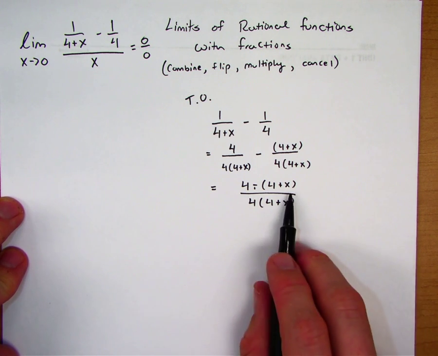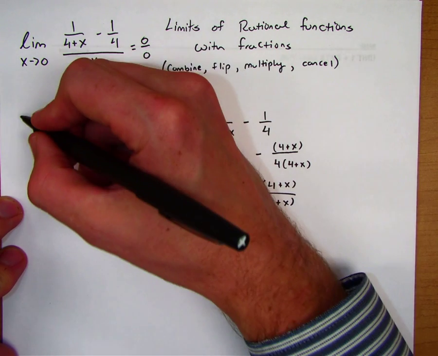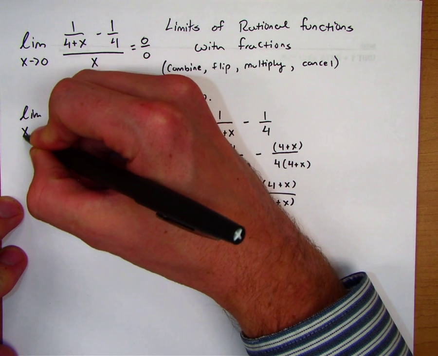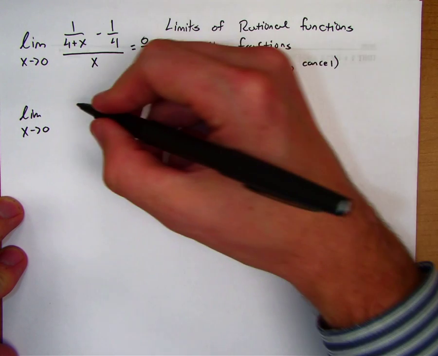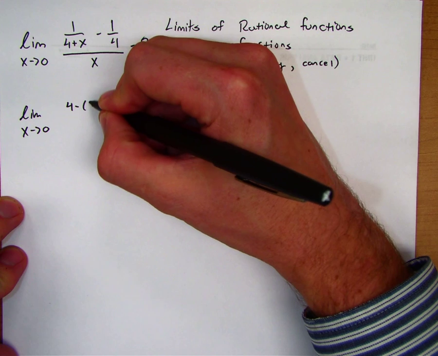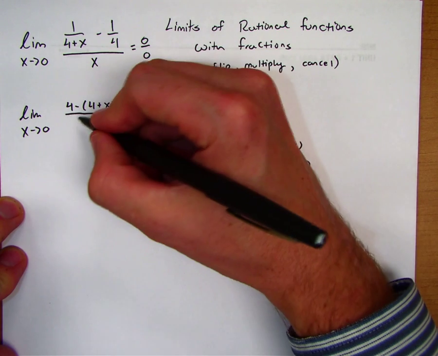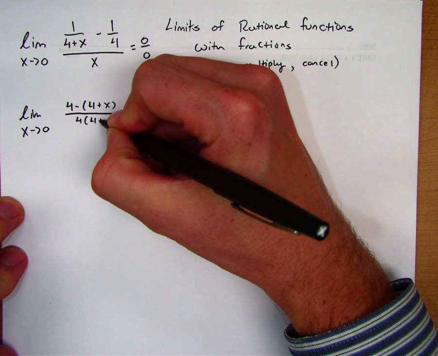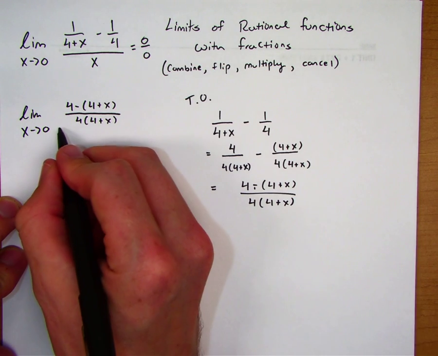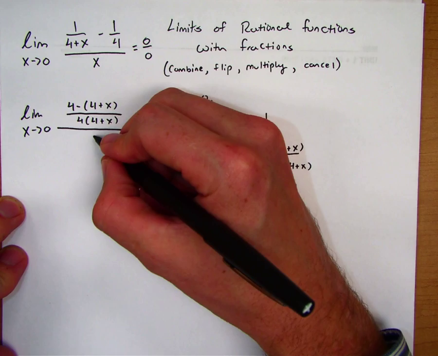So I can take this now and put it back into the numerator of my function. Limit x goes to 0. I've got 4 minus 4 plus x all divided by 4 times 4 plus x, and that is divided by x.